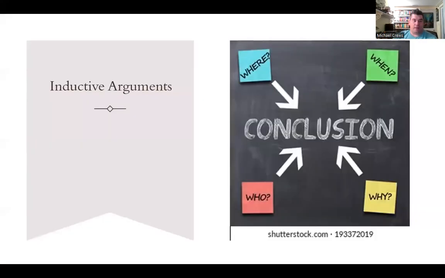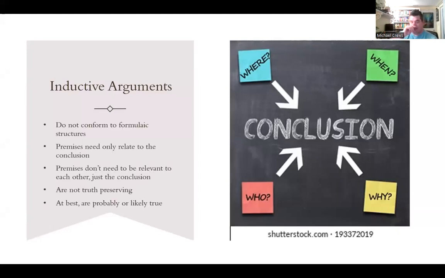And the next kind of argument is inductive arguments, and this is different from deductive, and you need to understand the difference because you're being asked to write a deductive syllogism, not an inductive argument. Inductive is kind of backwards from the deductive, okay? So inductive arguments do not conform to the same formulaic structure. The premises need only relate to the conclusion. So in a syllogism, our premises interrelate, but in this inductive argument, they just relate to the conclusion, but not necessarily to each other. The premises don't need to be relevant to each other, just to the conclusion.